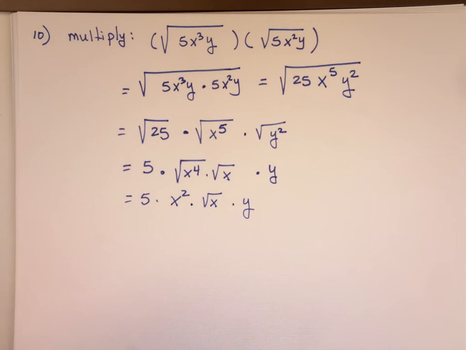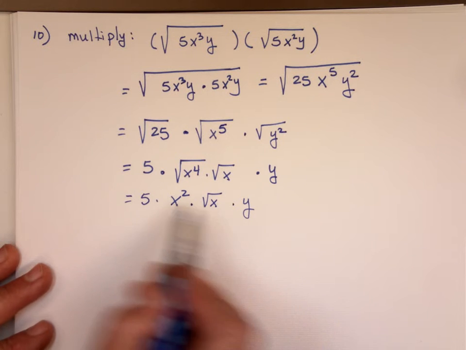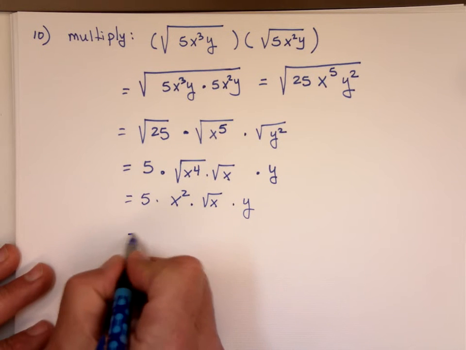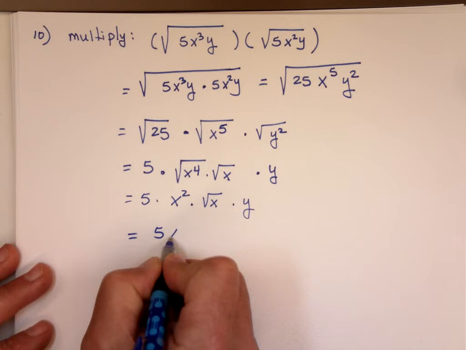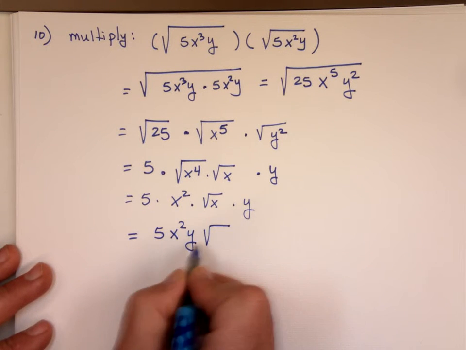I'll multiply the ones without the square root. 5 times x squared times y, and that will be 5x squared y. And what's left under the square root? Just the square root of x.